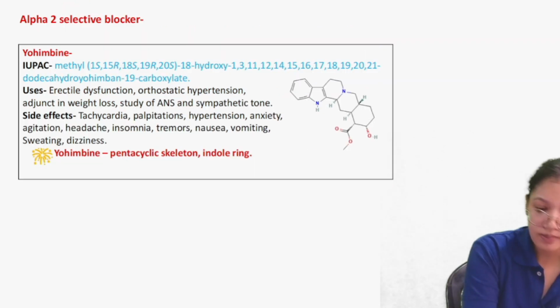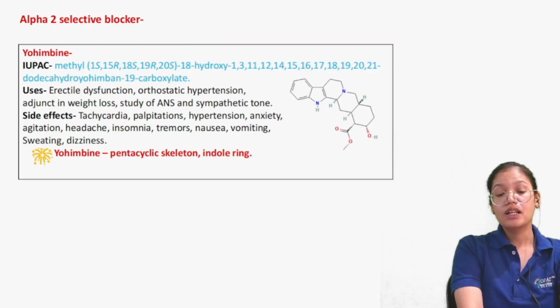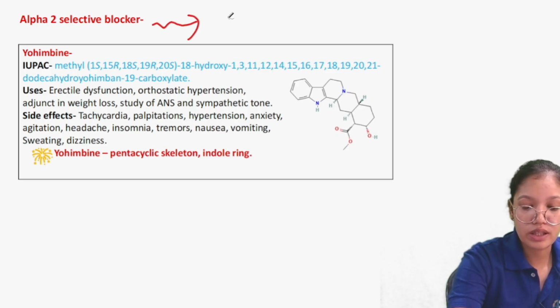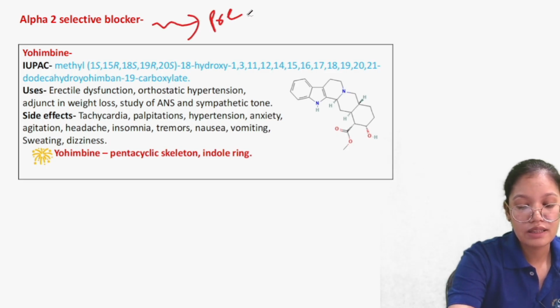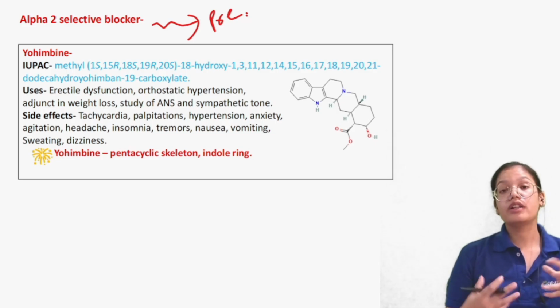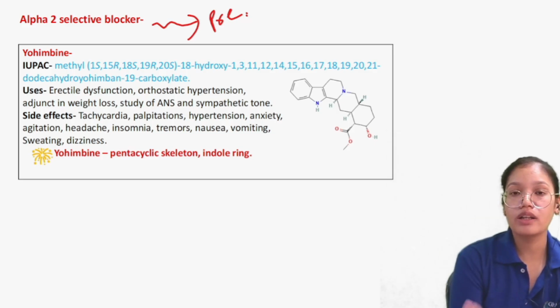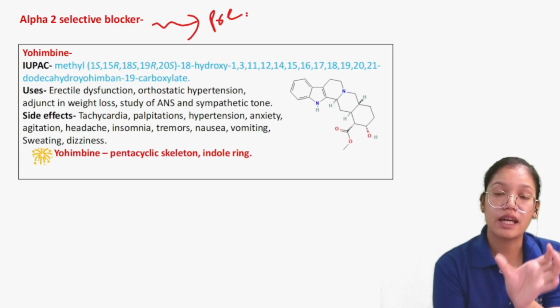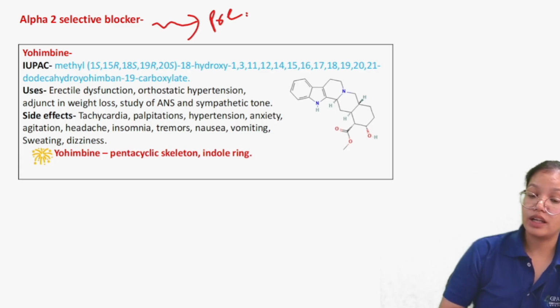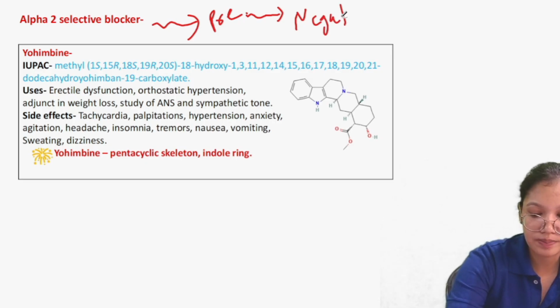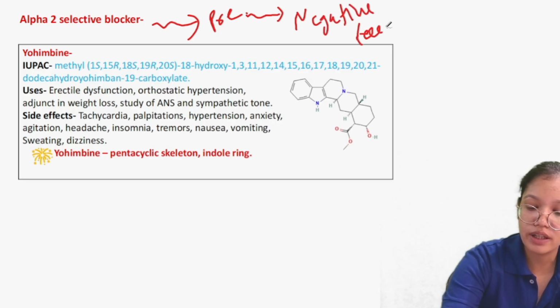Next we have the alpha-2 selective blockers. Now I already told you it is present in the presynaptic terminal, the end of the synapse. So it gives the action of negative feedback. It acts on the negative feedback.